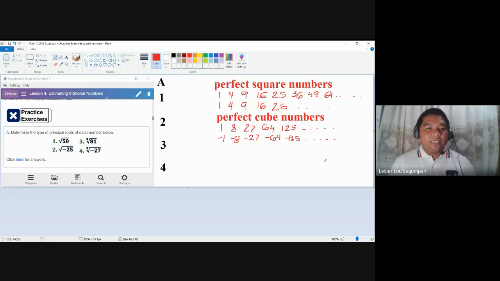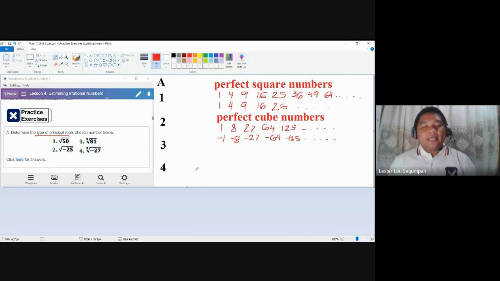As for these problems, I believe we could use what is already presented here. Our goal is to determine the type or the behavior of the principal roots. For numbers 1 and 2, the principal square roots of 50 and negative 25. For numbers 3 and 4, the principal cube roots of 81 and negative 27.